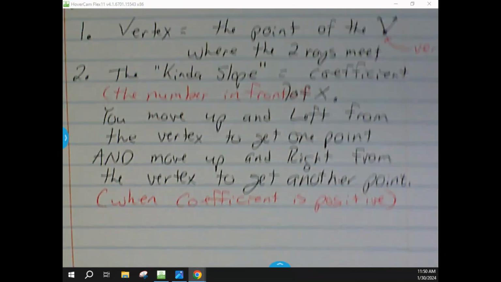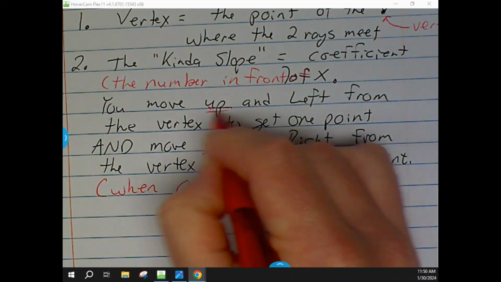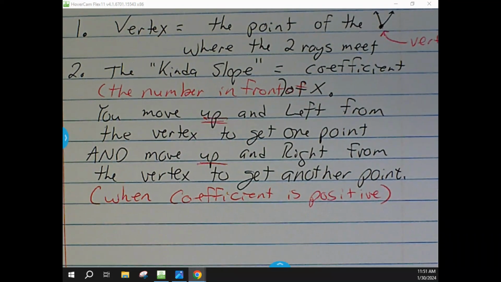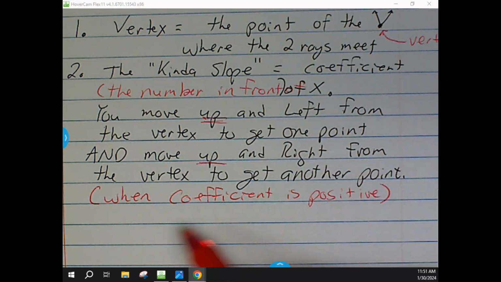Okay, so if it's positive, now again, if it's negative, instead of going up, then you have to go down. Just like slope, if it's positive slope, you would go up. Negative slope, same thing, you go down. So in this case, still the same way. You're still going to move up if it's positive. You're going to go down if it's negative. So again, we're going to find the vertex, figure out where that point is, and then we're going to either go up and right and left if it's positive. If it's negative, then we're going to go down and right and then down and left from the vertex.